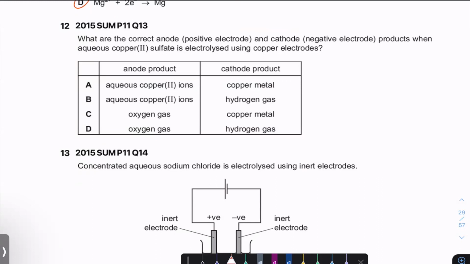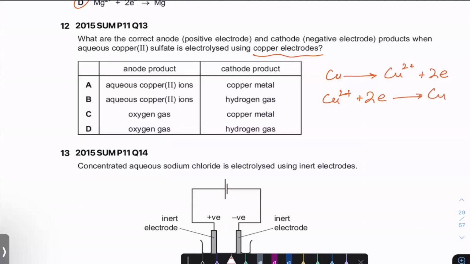What are the correct anode and cathode products when aqueous copper sulfate is electrolyzed? Again, you have copper electrodes. So the anode will dissolve and make copper ions, or obviously it will lose 2 electrons. At the cathode, you have the second rule applying. Copper ion will gain electrons and make copper.